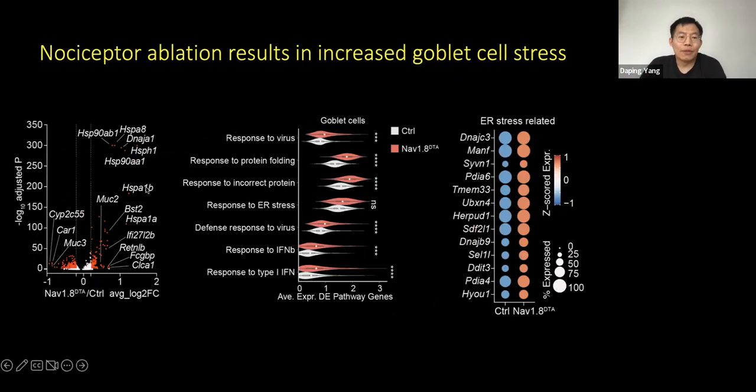But we do observe more than 700 differentially expressed genes of goblet cells between the knockout mice and the control. A GO pathway analysis shows that most of these differential genes contribute to increased cellular response to virus, protein folding, incorrect protein folding, and ER stress, which means that the nociceptor ablation leads to increased goblet cell cellular stress.